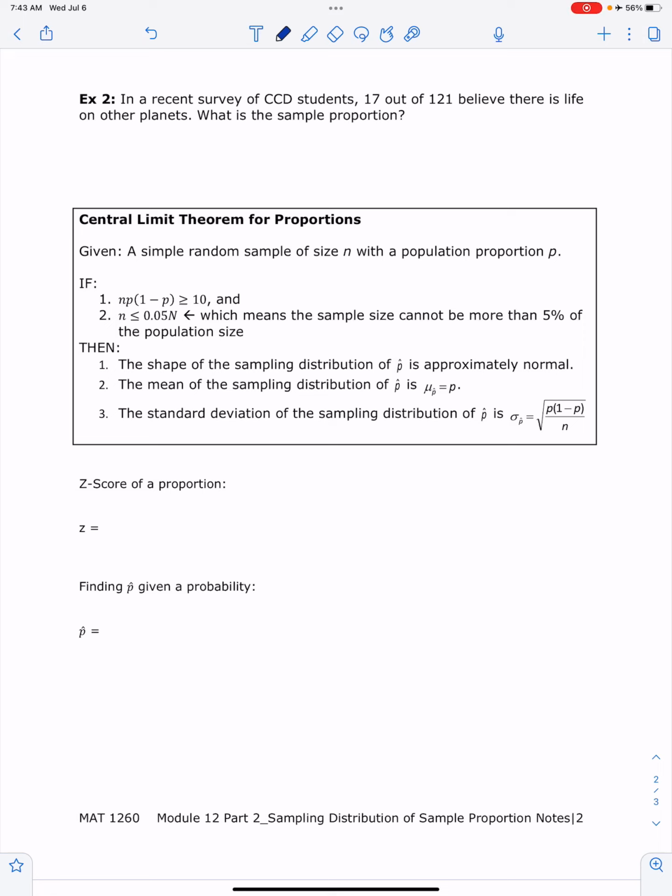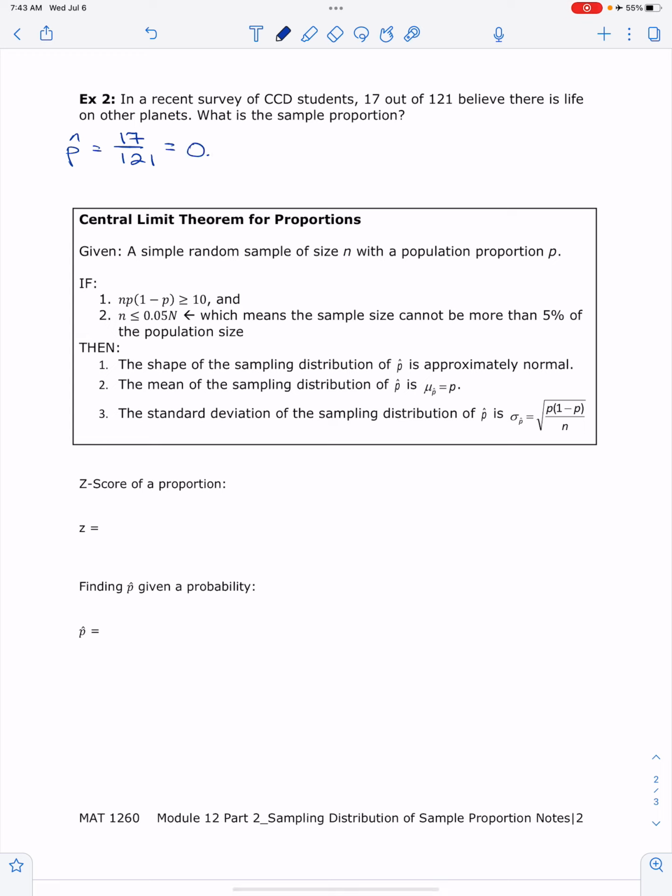This is the Module 12 Part 2 note, sampling distributions for sample proportions. This is page 2. Again, another quick example dealing with our sample proportion. We've got a recent survey of CCD students: 17 out of 121 believe there is life on other planets.